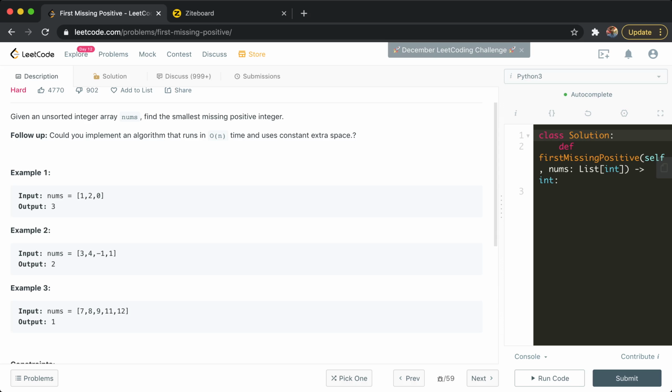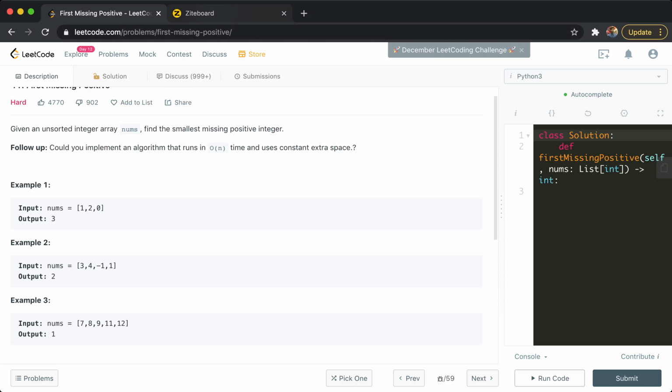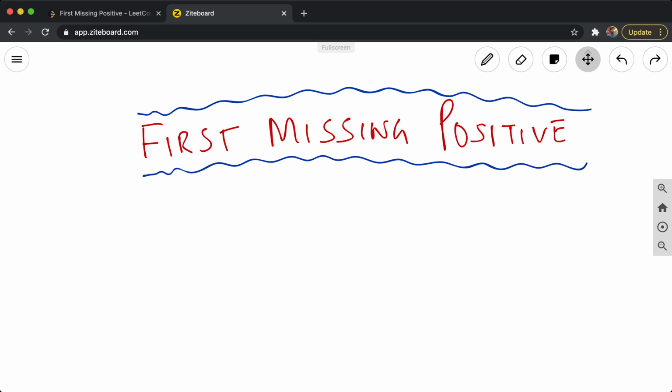For this array 7, 8, 9, 11, 12, the first missing positive integer would be 1 because 1 is the first positive integer and it's not present in the array. So I'll jump to the whiteboard quickly and let us understand how to solve this problem.